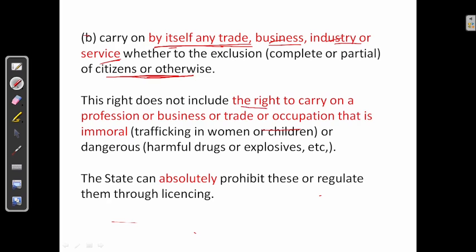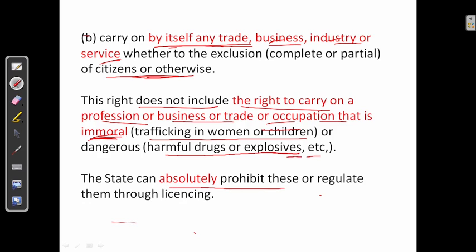Next, this right does not include the right to carry on a profession, business, trade or occupation that is immoral, that is, trafficking in women or children, harmful drugs or explosives, etc. The state can absolutely prohibit these or regulate them through licensing.